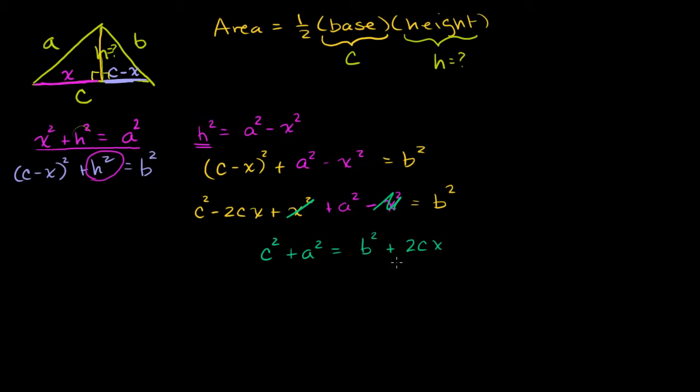And once I solve for x, then I can solve for h and apply that formula. Now to solve for x, let's subtract b squared from both sides. So we'll get c squared plus a squared minus b squared is equal to 2cx. And then if we divide both sides by 2c, we get c squared plus a squared minus b squared over 2c is equal to x. We've just solved for x here.